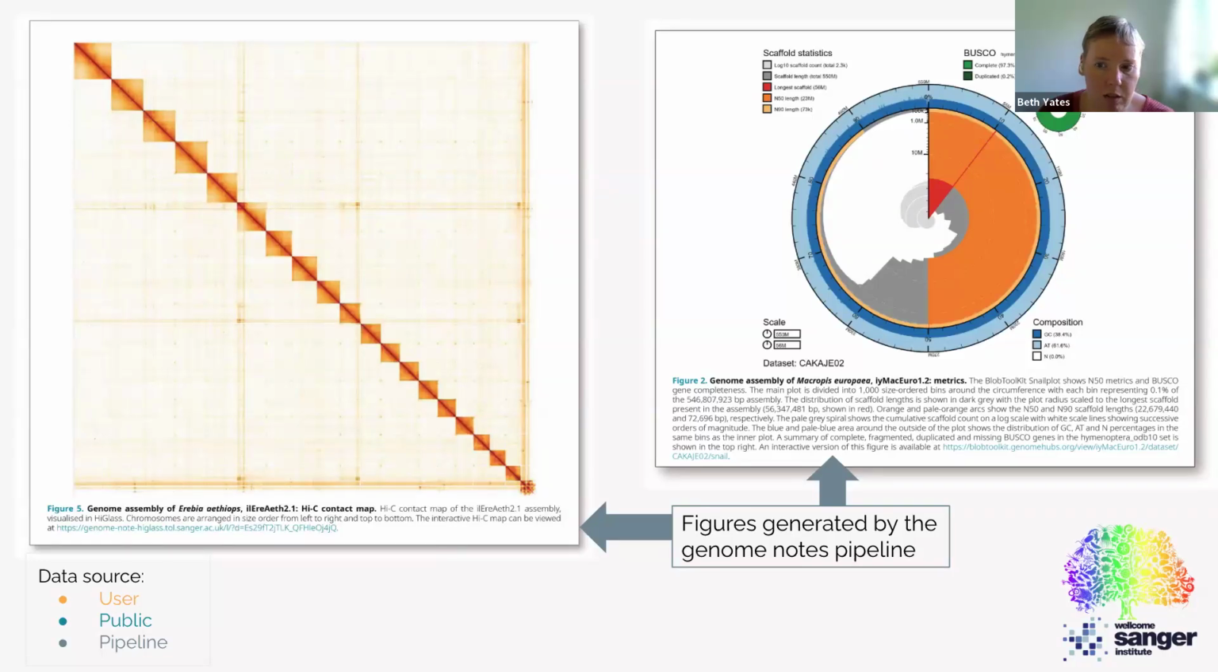We also have a separate pipeline that we run for each assembly, which generates blob toolkit plots. And these plots are also included within a genome note, and they're hosted on a public blob toolkit viewer. But that's a separate pipeline to the Genome Notes pipeline. So we're not going to be running that today, but I'll explain how the pipelines all link together later on in this session.